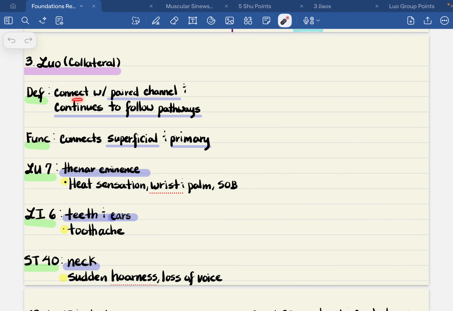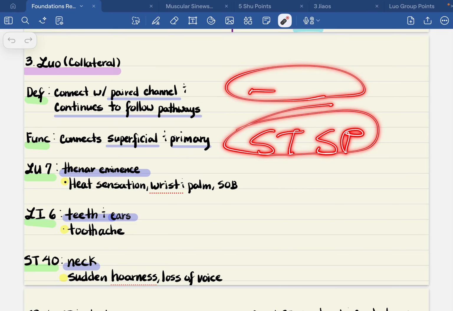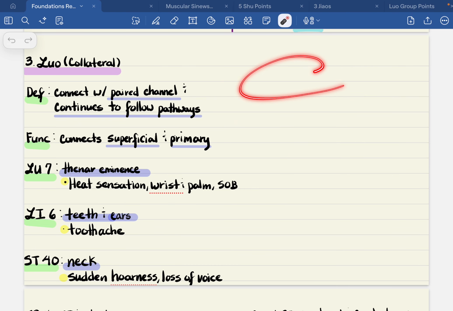The Luo point connects with this paired channel, which means if we're talking about the lung, it's paired with the LI. If we're talking about the stomach, it's paired with the spleen, and that's because it's in the same element category. Lung and LI are in the metal category, and spleen and stomach are in the earth category. And then it continues to follow the pathway.